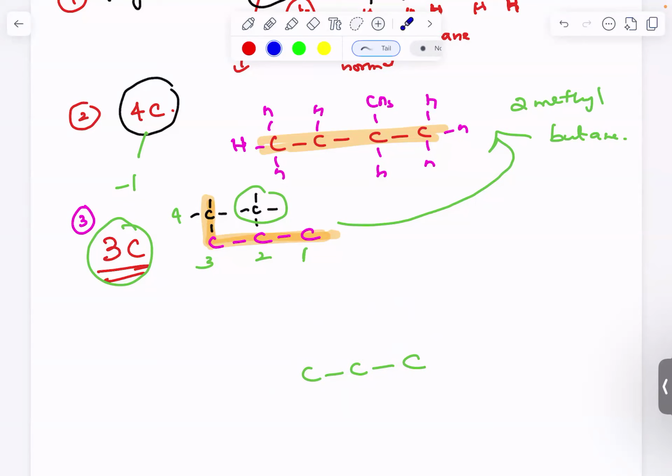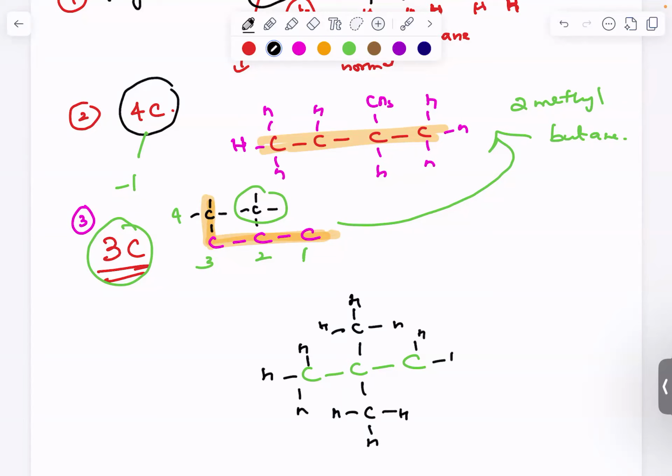So what should I do, Zena? 2,2-methyl propane. Well done. Shabash, beta. So I am going to put one methyl group here and the second methyl group here. All right, beta. So this would be the third isomer, and this would be the main chain. That's the most important thing, three carbon atoms.